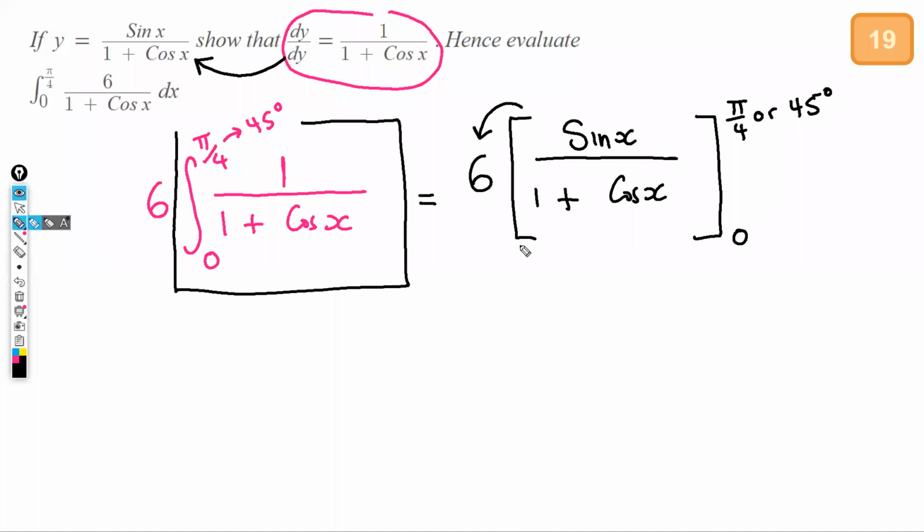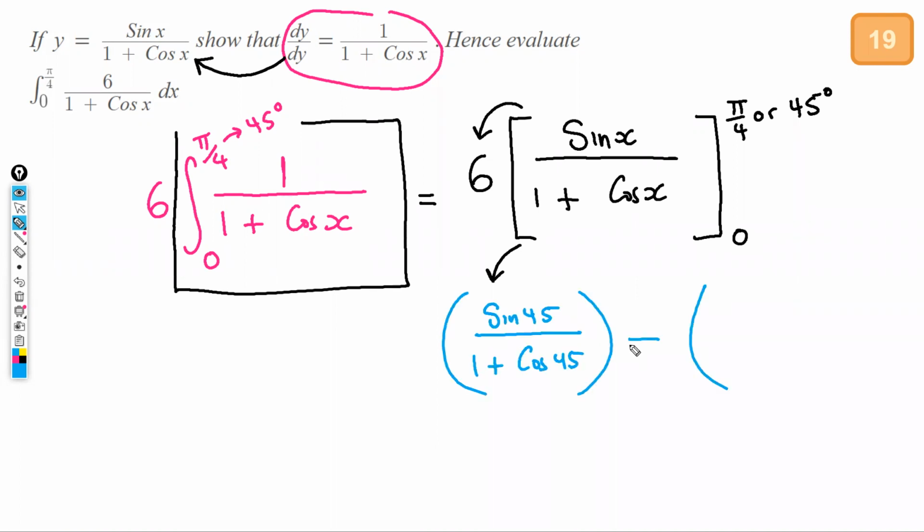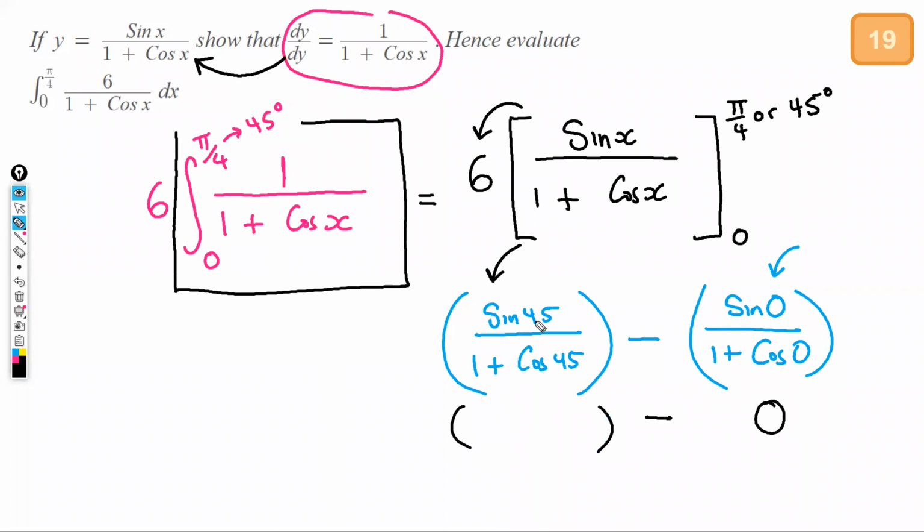Right, so that's working out this square brackets part here. You get sine 45 divided by 1 plus cos 45. You put that in brackets, minus sine 0 divided by 1 plus cos 0. The second bracket could be easy here, because sine 0 degrees is 0, and 0 divided by anything will give you 0. So I'm pretty sure that this bracket will boil down to 0. You just need to work out this bracket: sine 45 divided by 1 plus cos 45.